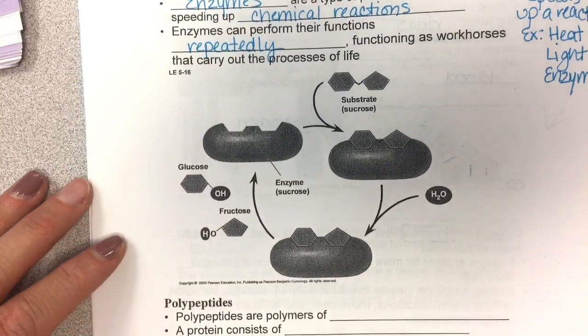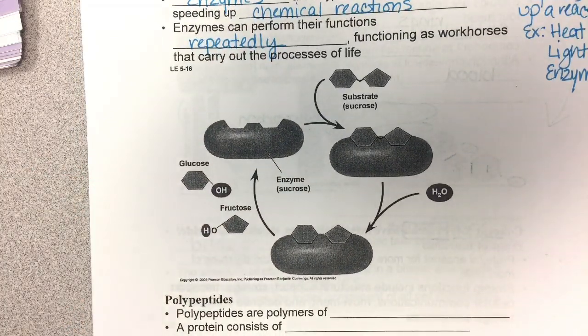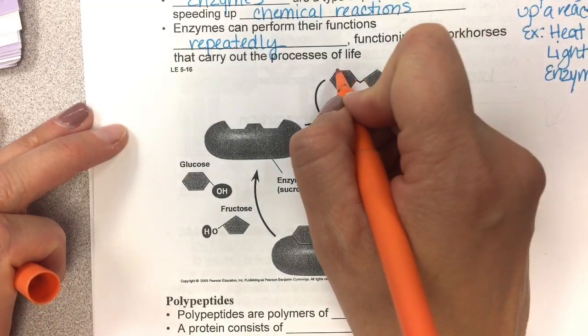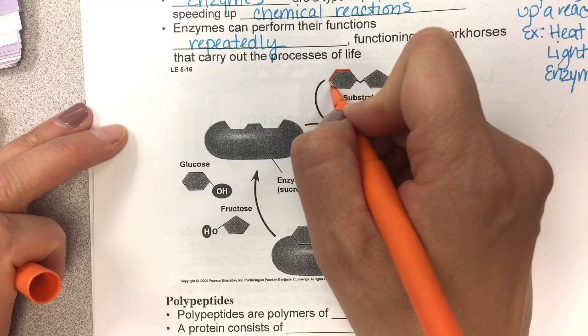So this picture here gives you a general overview of how an enzyme works. We talked with carbohydrates about sucrose, table sugar. And here I want to talk about the breaking down of table sugar. So here we have your two monosaccharides hooked together. So here's your substrate, the thing that the enzyme is going to work on.